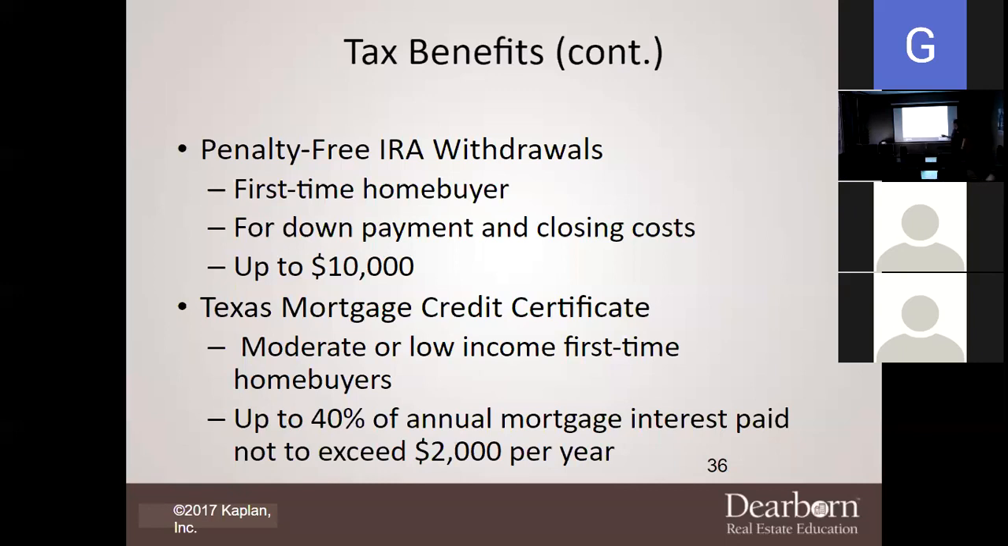Okay. There's also the Texas Mortgage Credit Certificate. If you are a moderate or low income first time home buyer, you can get up to 40% of your annual mortgage interest paid, but it cannot exceed $2,000 a year. So if you happen to be a low-income or moderate first-time home buyer, you could get this certificate, and they will apply $2,000 per year to your interest for you, free.